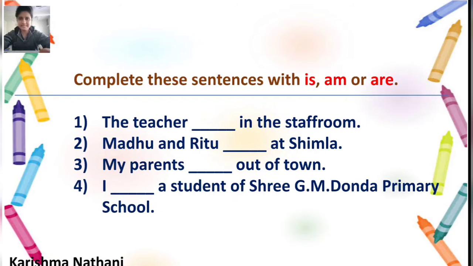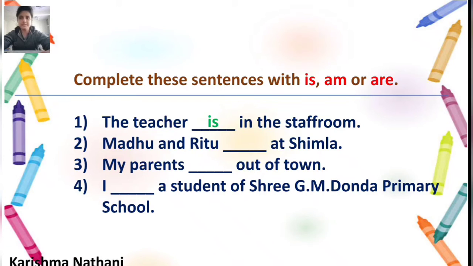Now, let's start with our text and exercise. First is, complete these sentences with is, am or are. We have to put the correct is, am or are into the blank. First is, the teacher dash in the staff room. So the teacher, only one teacher, is a singular noun, so we will write is. The teacher is in the staff room.